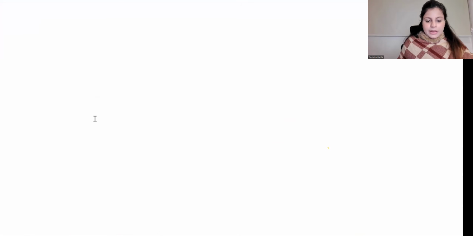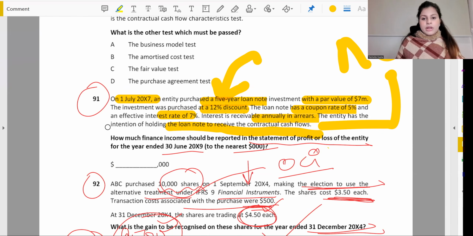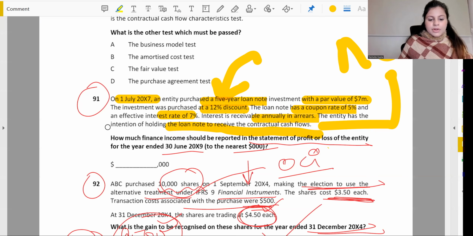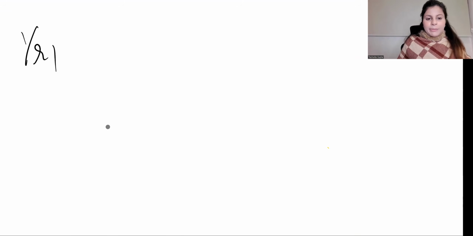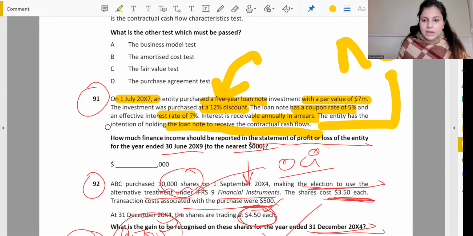So what we will do? We have purchased this loan, which was of 7 million. We have purchased it at a 12% discount. So that means initially, on which date have I purchased it? 1st July, right? So what is my brought forward for year 1? It is to be repaid in 5 years' time.